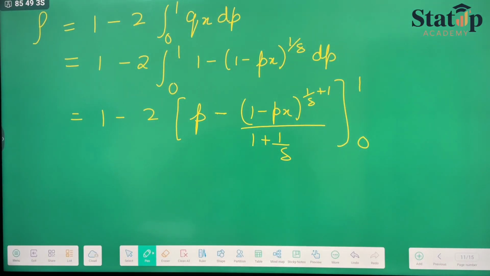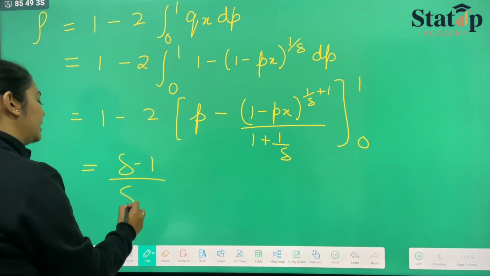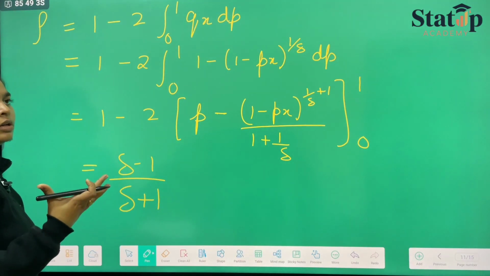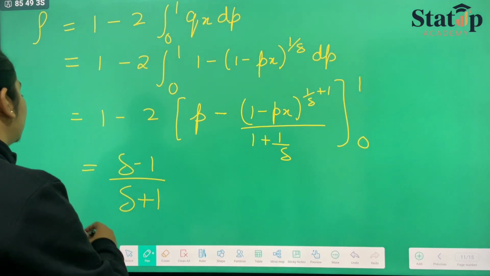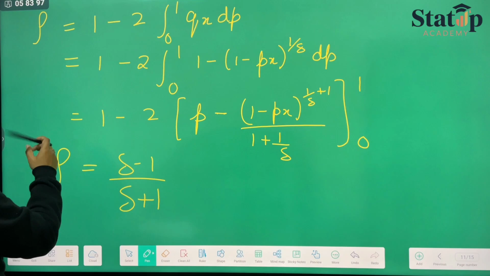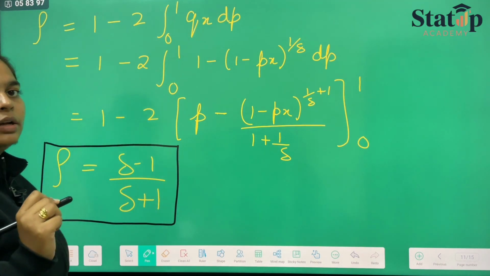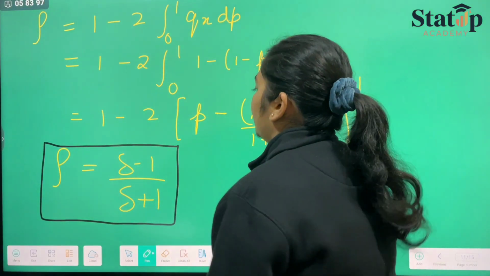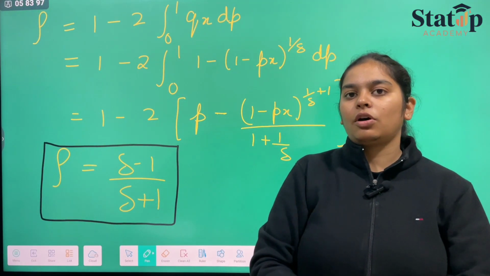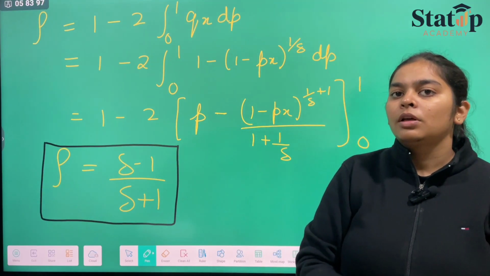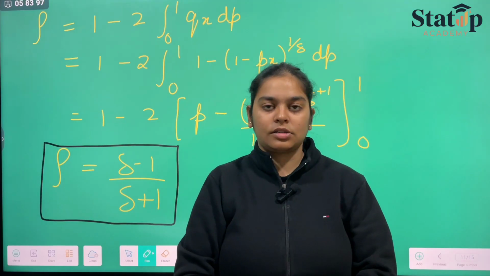So we will be getting nothing but delta minus 1 upon delta plus 1. You can recheck the answer. If you solve this, you will be getting this answer. And this is nothing but our concentration ratio of our Lorentz curve. Okay, so this completes your topic, the Lorentz curve and formulation of problems on the basis of this, when the frequency distribution of the demand analysis is not given.